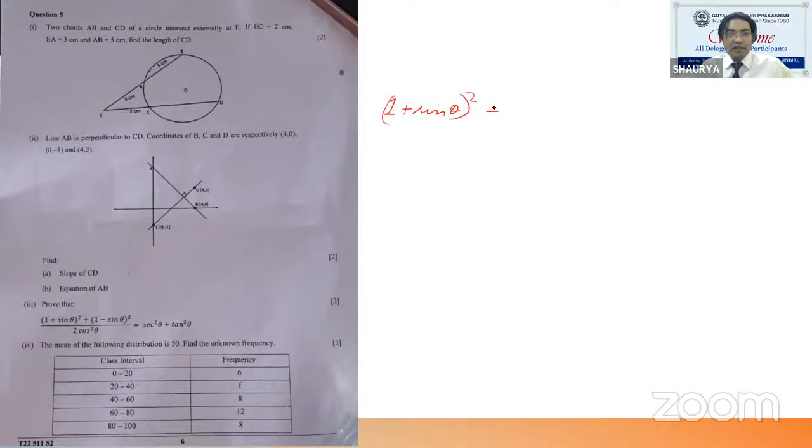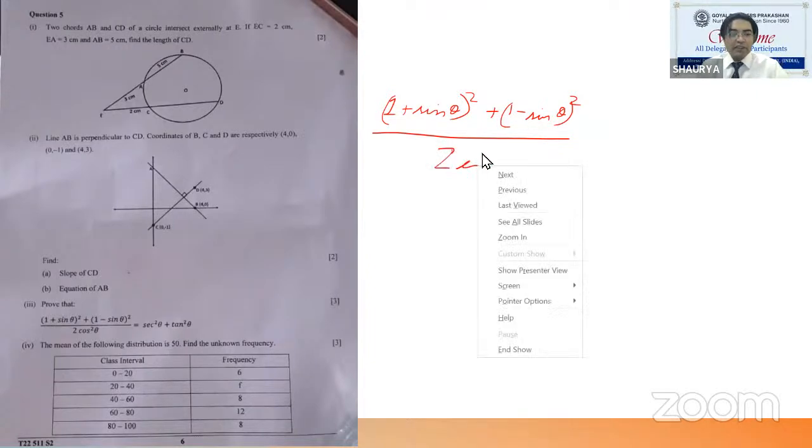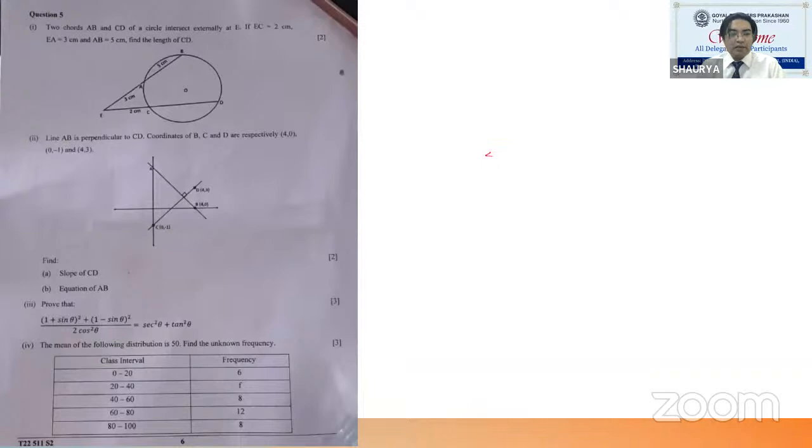1 plus sine theta whole square plus 1 minus sine theta whole square. We could have directly exploited a property of algebra that (a plus b) whole square plus (a minus b) whole square would be simply 2a square plus 2b square, right? Let's, however, do it completely. Let's use the entire formulas of (a plus b) and (a minus b) whole squares.